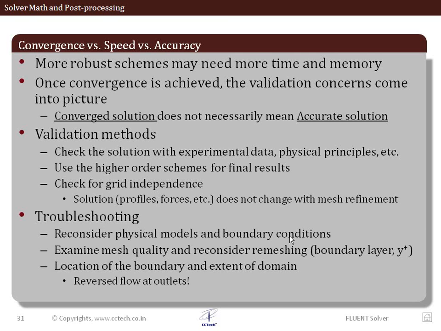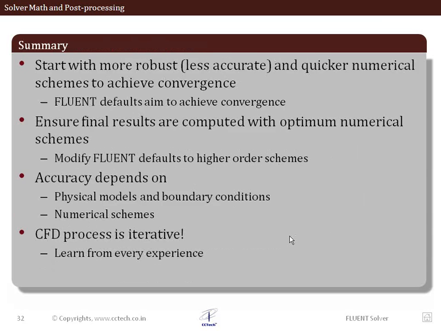So we are looking for very quick and accurate solutions, but we also have to be aware of whether we are physically making sense of the problem that we are trying to simulate on a computer. Just to summarize the overall procedure in solver mathematics, we usually start with a more robust, even if not so accurate, and quicker numerical scheme, first of all, to achieve convergence. And Fluent's defaults basically aim for this. Once the final results are computed, we try to use the optimum numerical schemes to go for higher accuracy.